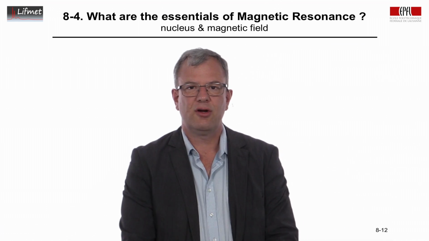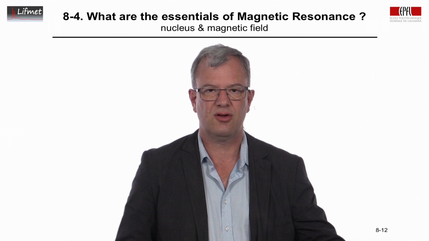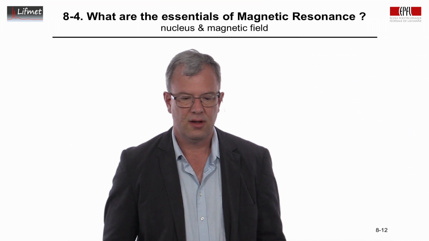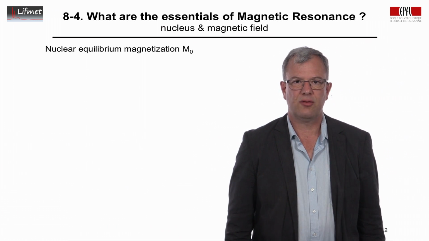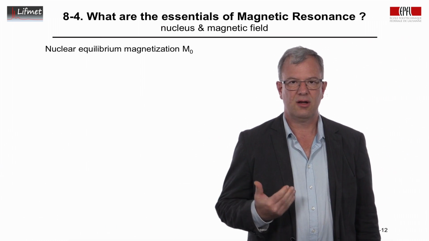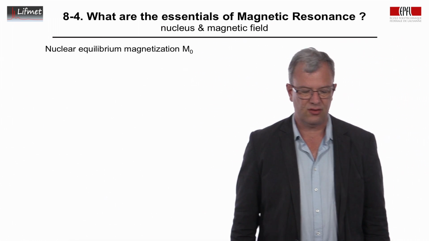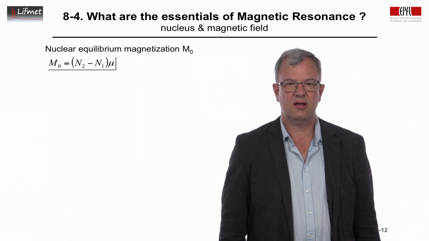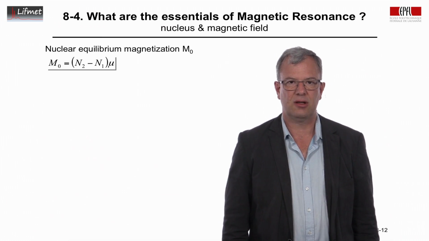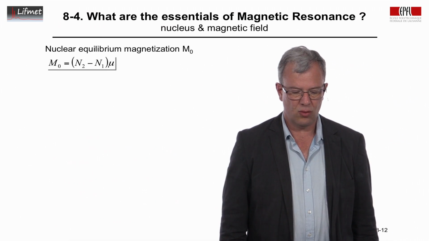Okay, by now we have learned quite a bit about magnetic resonance, and I want to recap the essentials as we know them so far. We have a nuclear equilibrium magnetization M0 that develops. If you enter a magnet, the nuclei in your body will develop a nuclear equilibrium magnetization. This magnetization is given by the difference in the number of spins in the upper and lower energy level, times their magnetic moment.